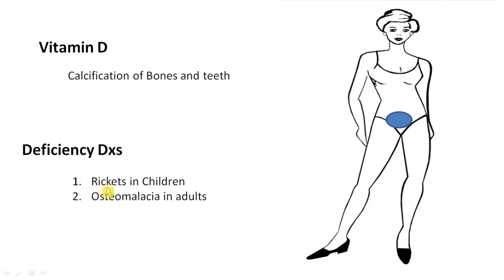In rickets, you don't have enough calcium in your bones. As a result, the organic matter that the bone has sort of bends out. So you have those various bent bones, and it is found in children. Similarly, osteomalacia in adults. So those are your keywords to memorize.